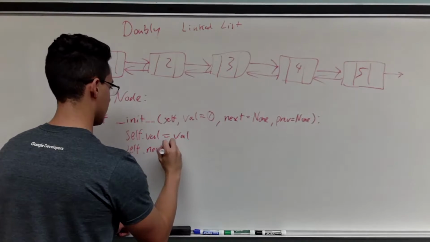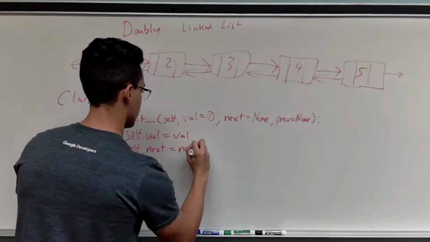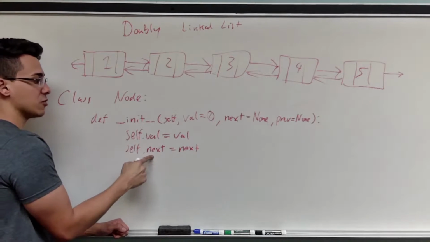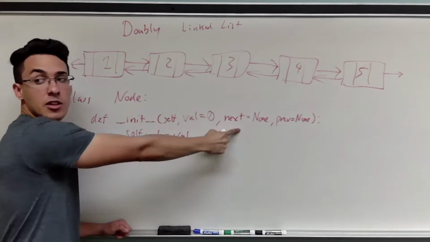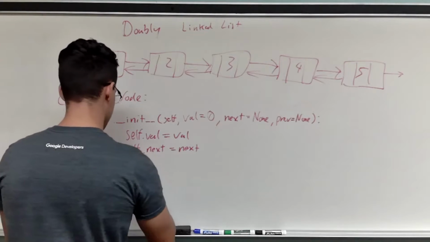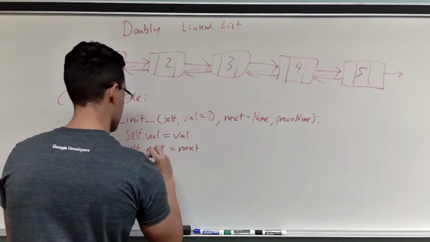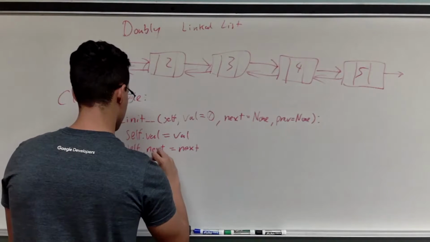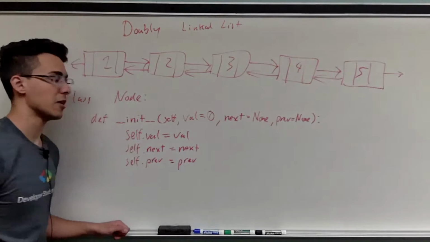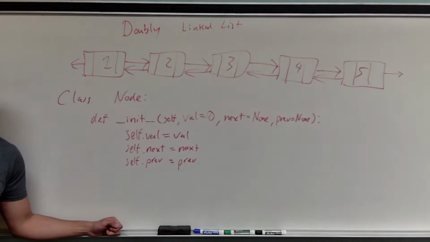It's Python's version of this, as in this object of this class. Self.next equals next. So this is the attribute, and this next refers to this parameter here, this argument. And then self.prev equals prev. All right?